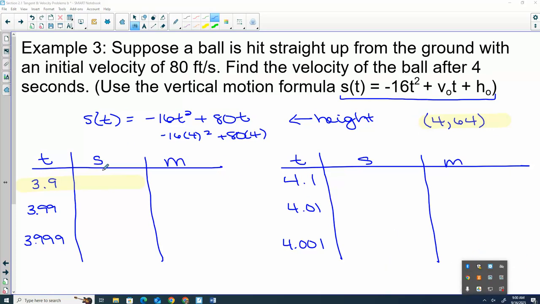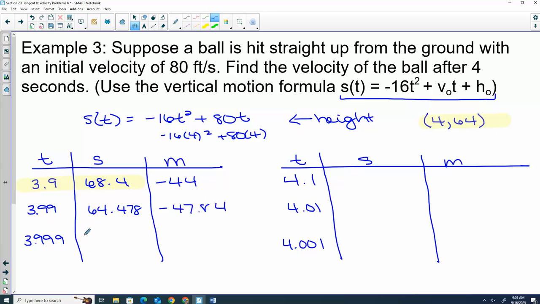What did you get for your height when you plugged that in? 16.4. Okay, and then your slope? Okay. For the 3.99, what did you get for your height? 64.478. And what did you get for your slope? Negative 47.84.